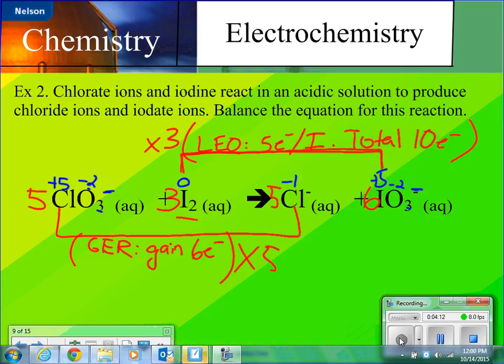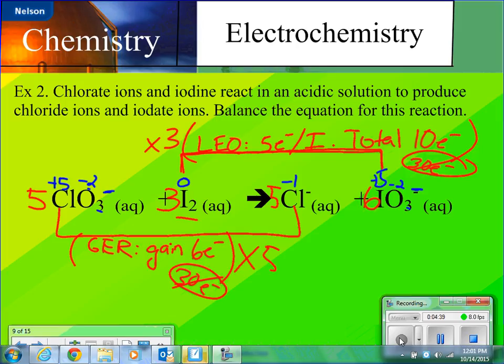Okay, the electrons now, so I've got 30 electrons here, 30 electrons here. Electrons gained equals electrons lost, so the electrons cancel. Okay, this is what we mean by balance the electrons. We want it so that they cancel out. So we're not going to show 30 on one side and 30 on the other. We just cancel those out.